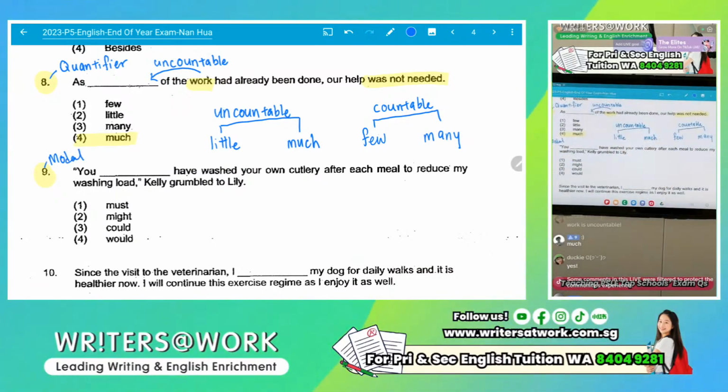What is a modal? A modal is used to affect or to influence the intensity or the meaning of the verb that follows after it. What is the intention of the verb that follows after it? Okay. You blank have washed your own cutlery after each meal to reduce my washing load, Kelly grumbled to Lily.